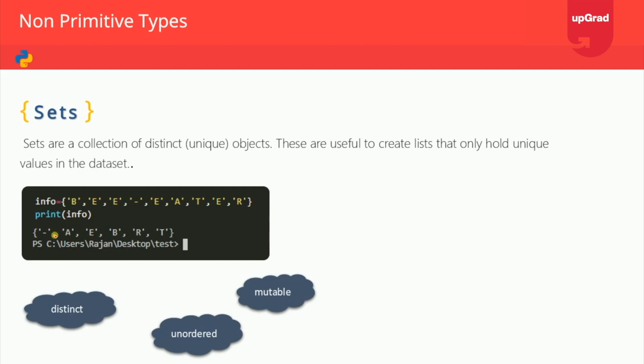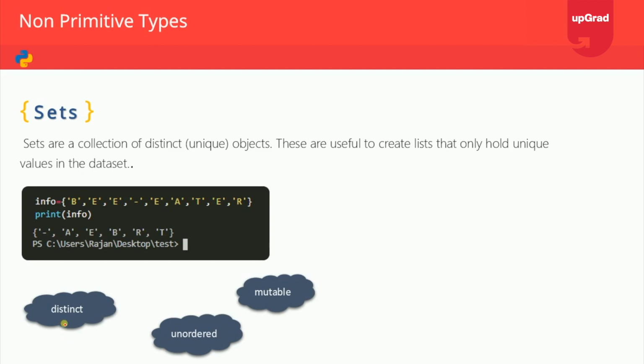One more thing I want you to observe in sets is that sets do not follow the order of insertion. Now what does it mean? It means that you can see here that the alphabet B was added first. But here in the output, B is occurring at the fourth sequence. So the order of insertion is not followed. It is random.